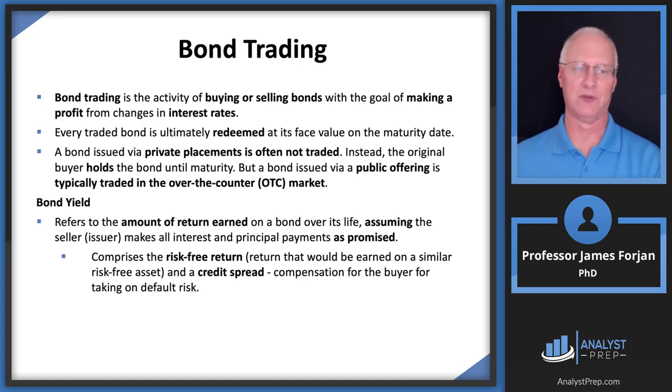Now, there are lots and lots of models out there that try to predict what a yield might be, but what we have in that bottom bullet point is the simplest of all. Let's look at a Johnson & Johnson bond. What is the yield on that bond? Let's start with the risk-free return, the return earned on a treasury security that has the identical maturity date as our bond in question. We start with that risk-free rate and then add a credit spread, which, as you see at the end of the slide, is compensation to the buyer for taking on default risk.